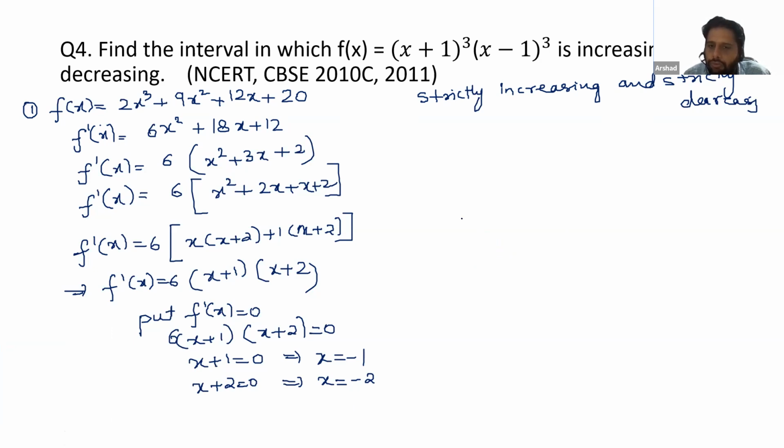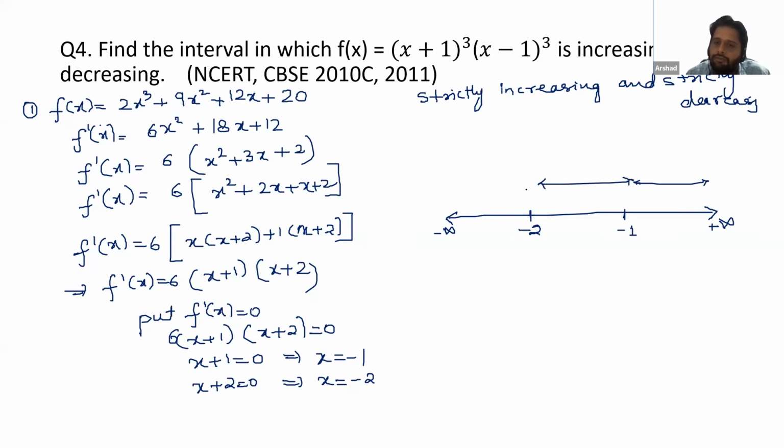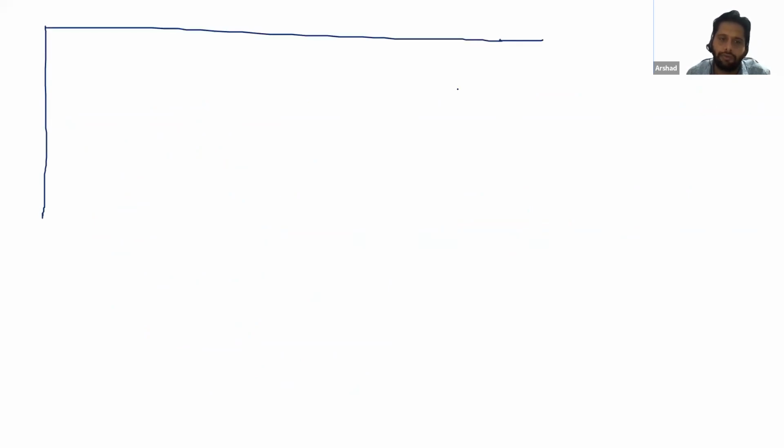Now what we need to do, draw this number line right here, minus infinity, right here infinity, and plot the points. Points are minus 2 and minus 1. So you have these intervals. This is the first interval, this is the second interval, and this is the third interval. So you get three intervals. Now you need to check in these three intervals, whether your function is strictly increasing or strictly decreasing. So what you need to do, just make this table. Okay, if this question is clear, then you can do the rest of the questions.